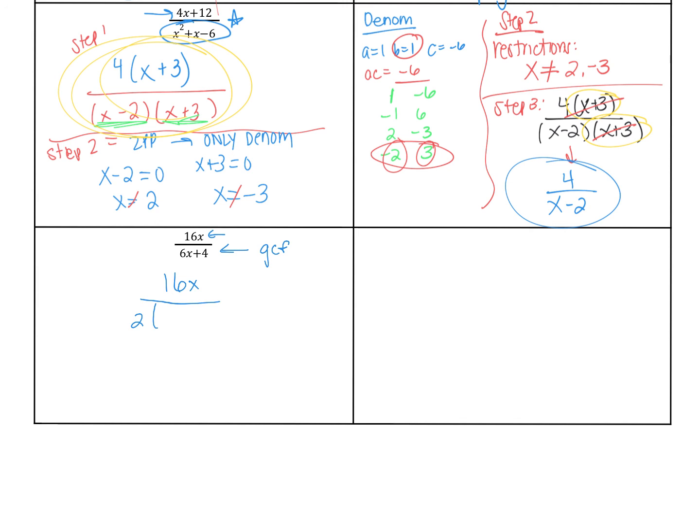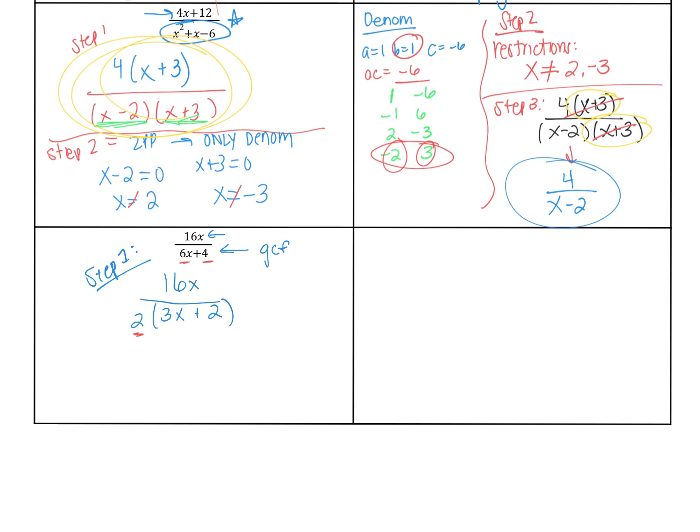From there, what do I need to multiply 2 by to get 6x? That's just 3x. And what do I need to multiply 2 by to get 4? Plus 2. So that was step 1. This one's an easy one. That was easy. Step 1.